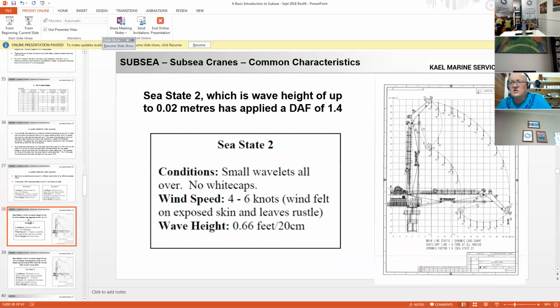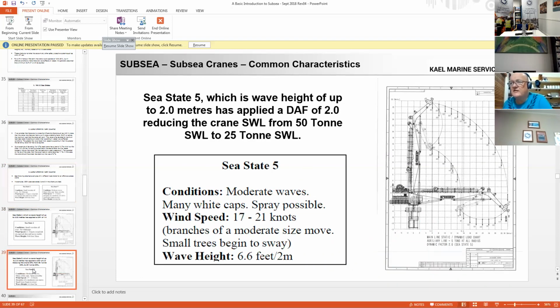Okay, so for sea state 2, with a 20 centimeter wave height, this crane manufacturer has given a chart with a derating application factor of 1.4. Sea state 5 has a derating factor of 2, so it reduces the crane's safe working load from 50 tons to 25 tons.